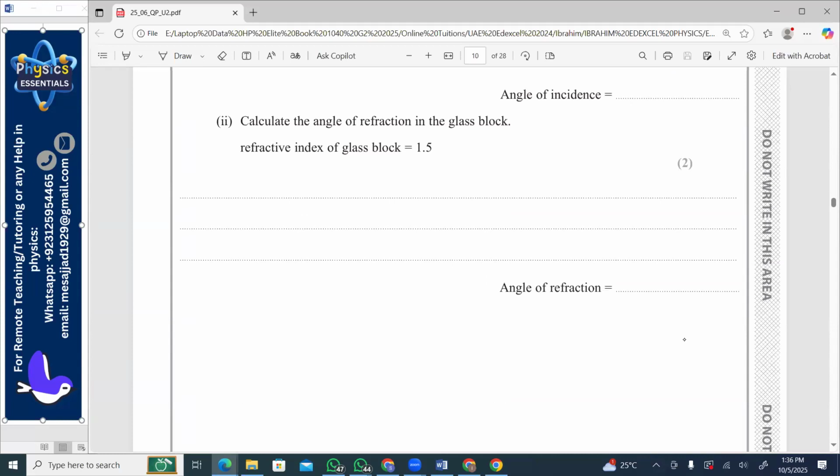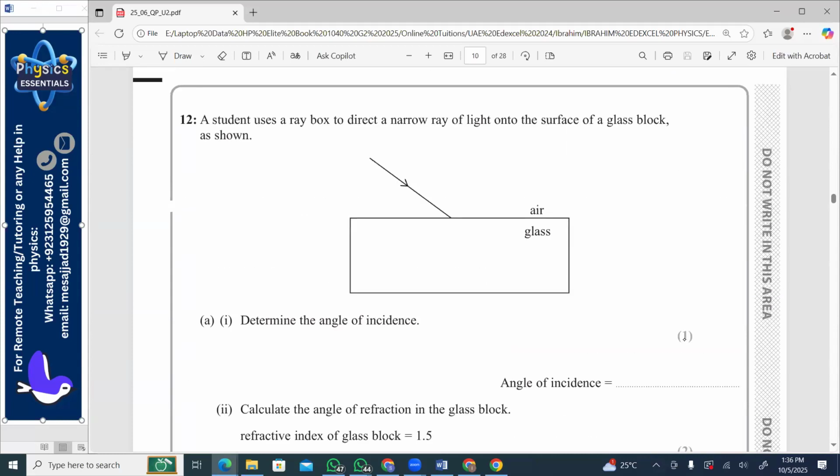So angle of refraction means that the light is coming and going and bent towards normal, because the glass surface is denser than the air, so it will be moving like that. And this is the angle of refraction that you need to find. So just use n1 sine theta incidence equal n2 sine theta refraction.